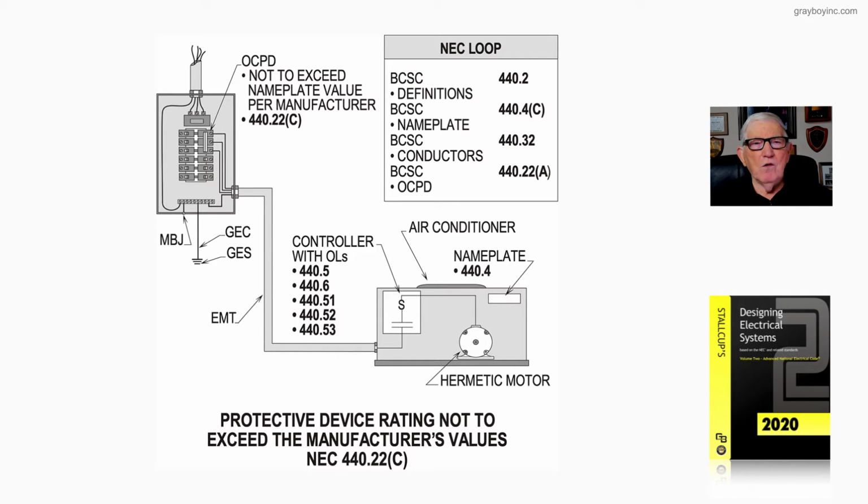And that's what the overcurrent protection device is stating in the illustration. You see, you have your overcurrent device here not to exceed the nameplate rating per manufacturer's instructions in accordance with 440.22(C). Now, I always make the recommendation dealing with such units is that you should review 440.22(A), (B), and (C) to that section.